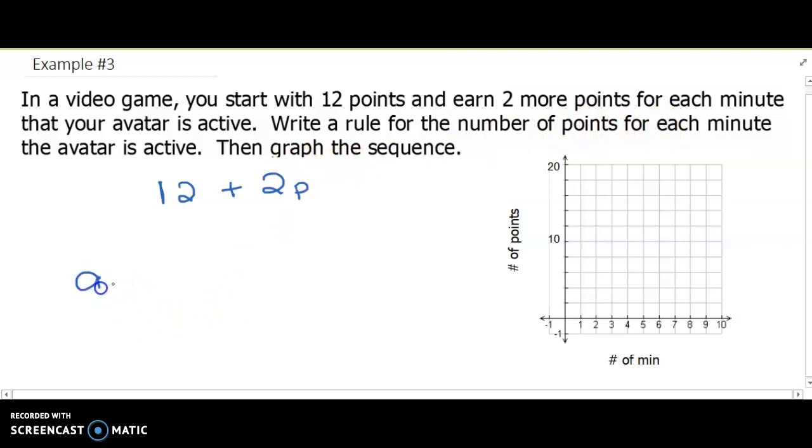Okay, I'm ready to write the rule for the number of points for each minute the avatar is active. I'm just going to say A sub n equals 2n plus 12, right? So if it's active for 1 minute, I would add 2. If it's active for 2 minutes, I'd add 4. 3 minutes, I'd add 6 to 12.